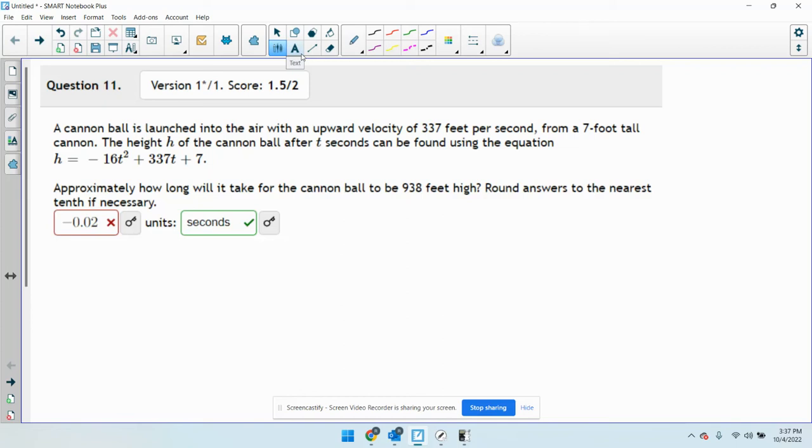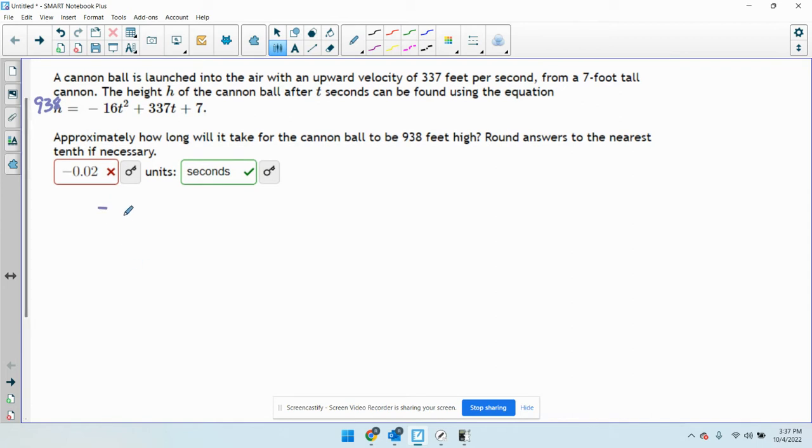Okay, so question 11 says a cannonball is launched into the air with an initial upward velocity of 337 feet per second from a 7-foot tall cannon. The height h can be modeled using this equation. Approximately how long will it take for the cannonball to be 938 feet high? So the first thing we want to do is set the height equal to 938. So let me rewrite that down here.